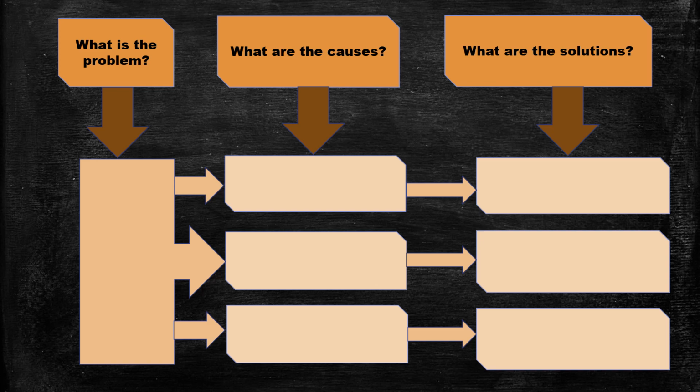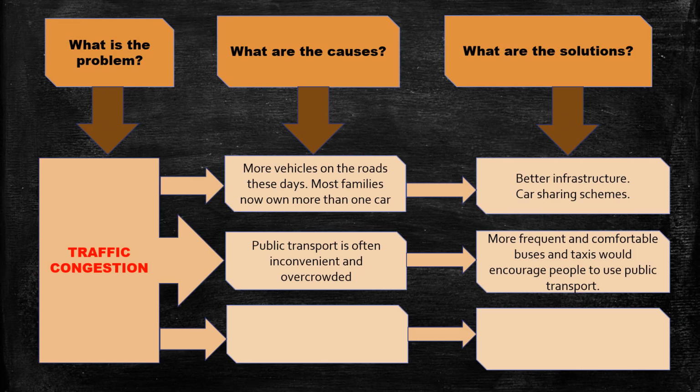Now let's look at it one by one. What is the problem? The problem is traffic congestion. What are the causes? The first cause is more vehicles on the roads these days, and most families now own more than one car. When there are more number of cars, there will be more vehicles on the road. And when there are more vehicles on the road, it will be difficult to control the traffic and the roads will be all the time congested. So that's the main cause of the traffic congestion.